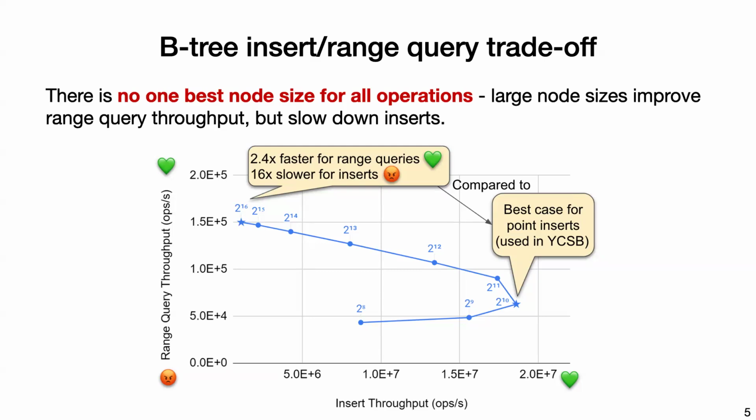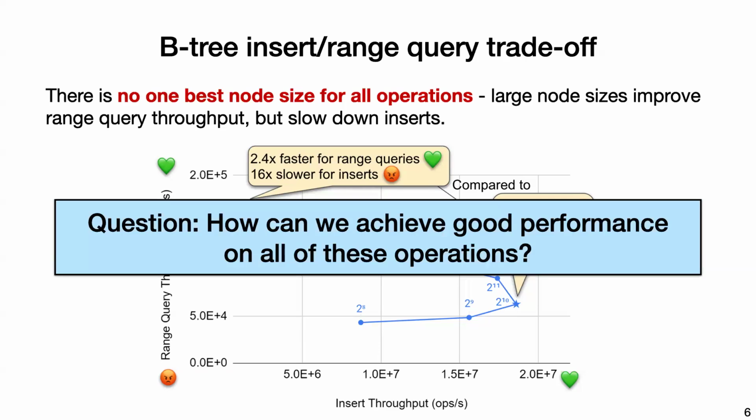The point is that there's no best node size for all the operations. If you want range queries, you should go this way. If you want point queries, you should go that way. And the goal is that we want to achieve good performance on all the operations.